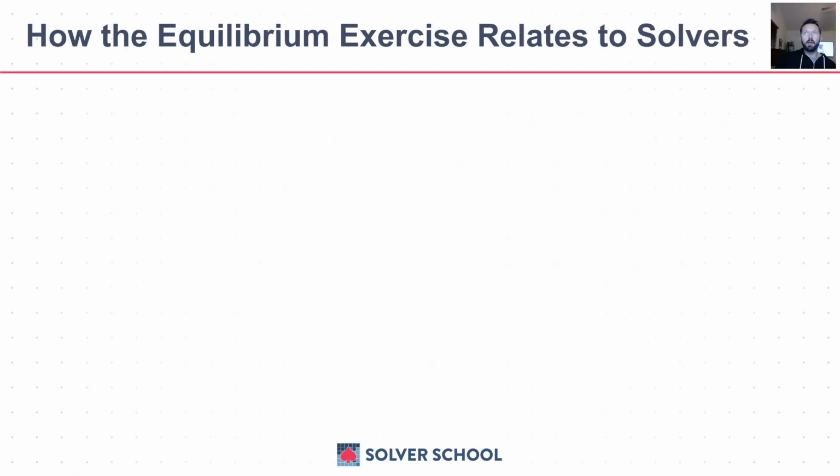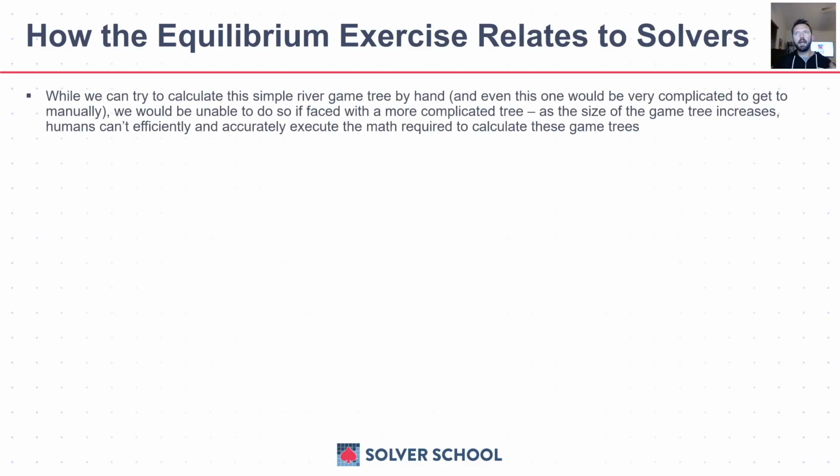So how does that equilibrium exercise relate to solvers? Well, while we can actually try to calculate this simple river game tree by hand, and as you can see, this was fairly complex, I actually did a lot of the calculations through a solver, while you can also do this using equity calculators. But this one is fairly complicated itself to get to manually. We'd be unable to do so if we're faced with a more complicated tree. As the size of a game tree increases, humans just can't efficiently and accurately execute the math that's required to calculate all of these game trees.